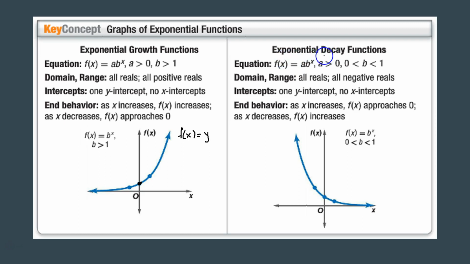However, with the exponential decay function, we're still going to have, in this case, for our picture of our graph, all real numbers. And we have one y-intercept, which is here, and no x-intercepts. The end behavior is as x increases, f of x approaches 0, which is what we see here. And as x decreases, f of x increases. And you can also see in the graph, the growth is going up, the decay is going down from left to right.